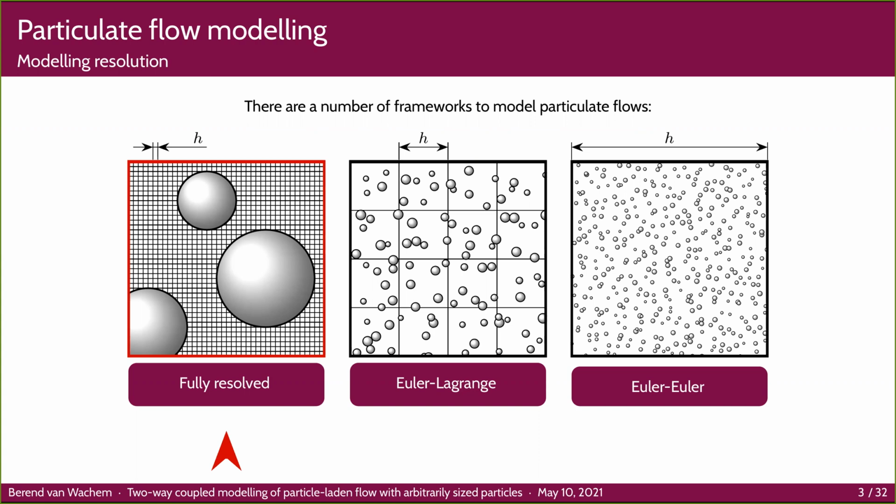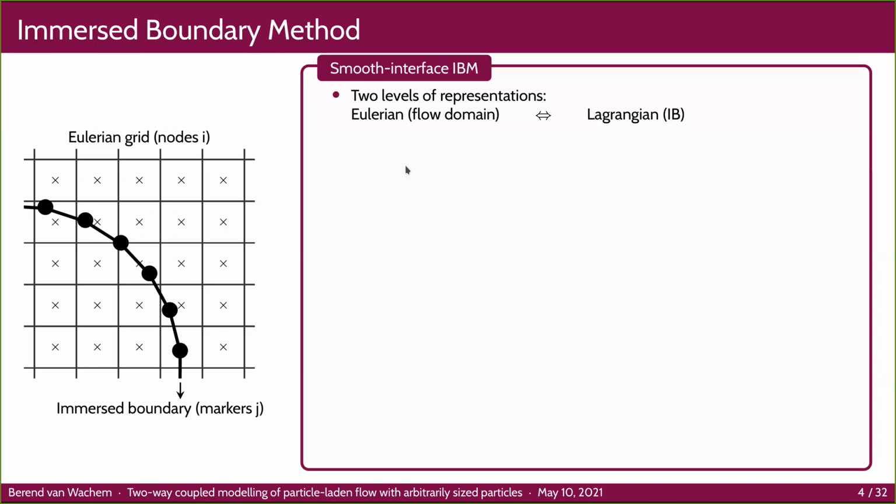So to start with, I'm going to talk about this fully resolved scale, so that we have a mesh refinement where we resolve our fluid, which is significantly finer than the individual particles. What we do in this case is we have two levels of representation. The first is our Eulerian. We can see here our mesh, where the X denotes where we solve for the fluid velocity and pressure. And we have our immersed boundary, where these black dots are what I would call markers, where we enforce the no-slip condition between the particle and the fluid. So we have an Eulerian flow domain, and we have a Lagrangian or a moving immersed boundary, IB, where we enforce the no-slip condition between the two phases.